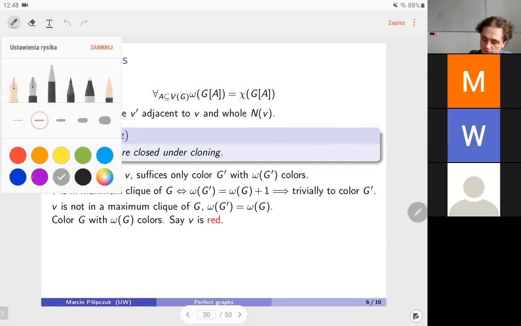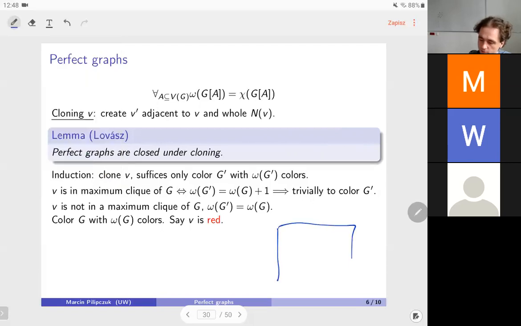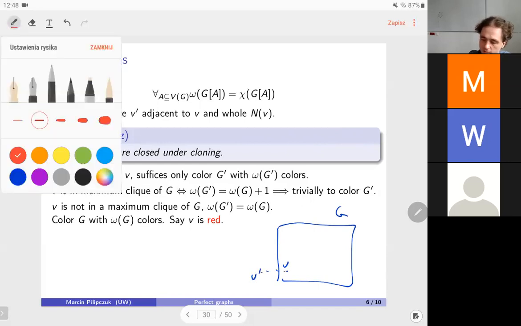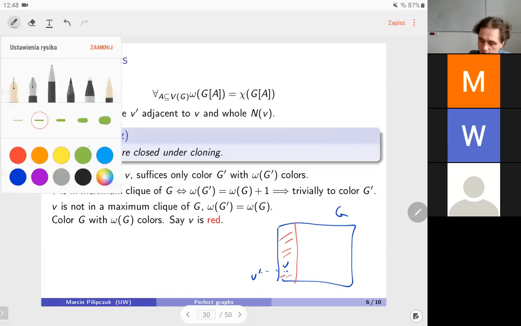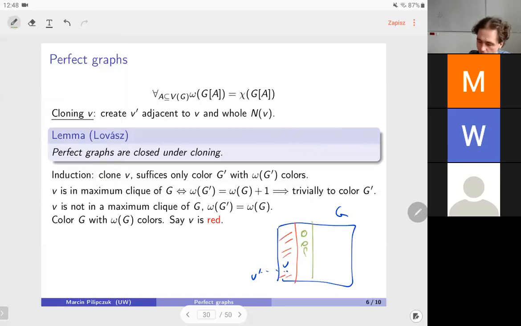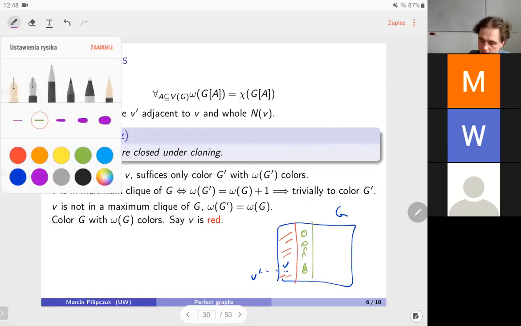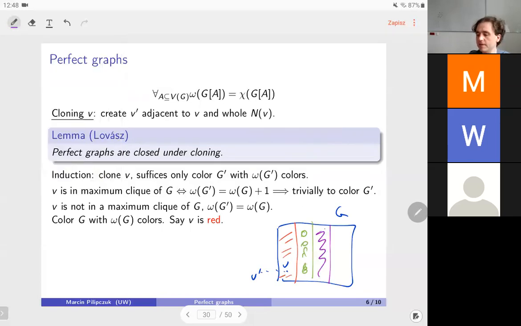Let's draw this graph here again. You have this graph G. There's a vertex V here that gets cloned to V prime. Let's color these graphs, and maybe this will be colored red, this will be colored green, there's some violet area, and so on. So we are coloring with omega of G colors, and say V is red.